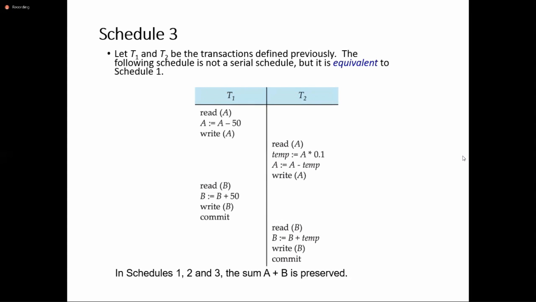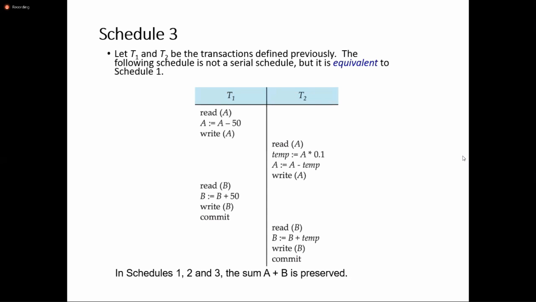Now schedule 3. Let T1 and T2 be transactions defined previously. The following schedule is not a serial schedule, but it is equivalent to schedule 1. Here both transactions are mixed.